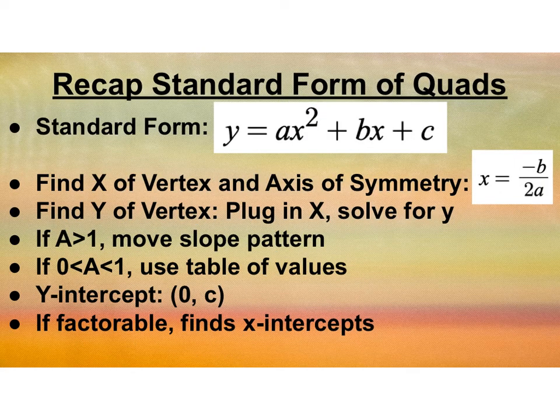So just to recap, standard form is in the form of ax squared plus bx plus c. When you're graphing it, you're going to find the x of the vertex first, which is also the axis of symmetry. Then you plug in x and solve for y, and now you have your vertex. If a is greater than 1, you can use your step pattern. We didn't see this, but if a is less than 1 but bigger than 0, you should just use a table of values. Your y-intercept is a point, so it's (0, c), whatever that last constant is. And if it's factorable, that will help you find your x-intercepts.